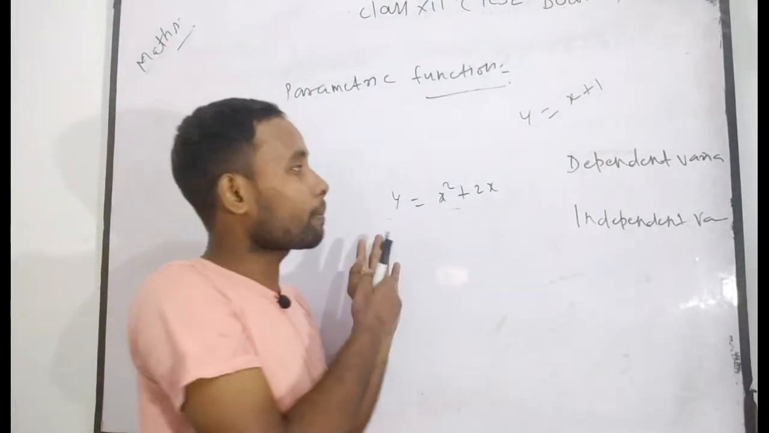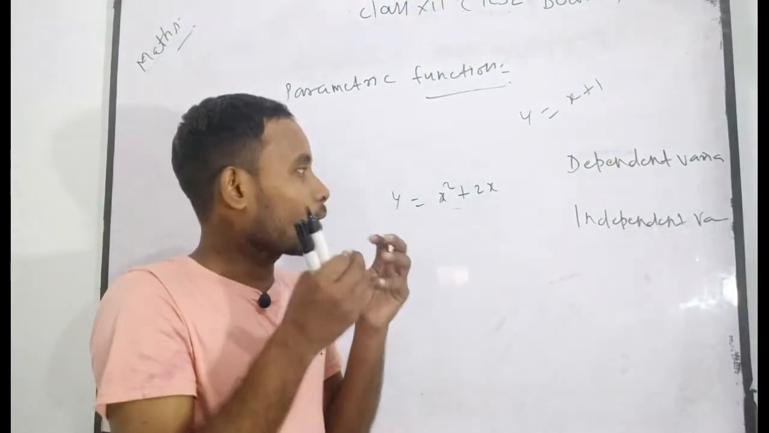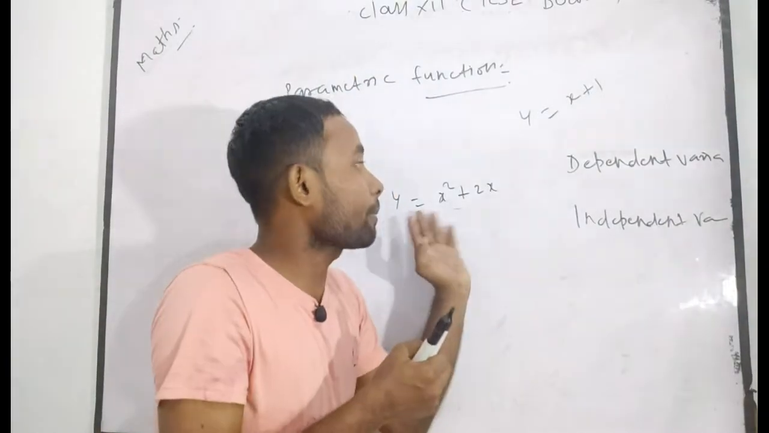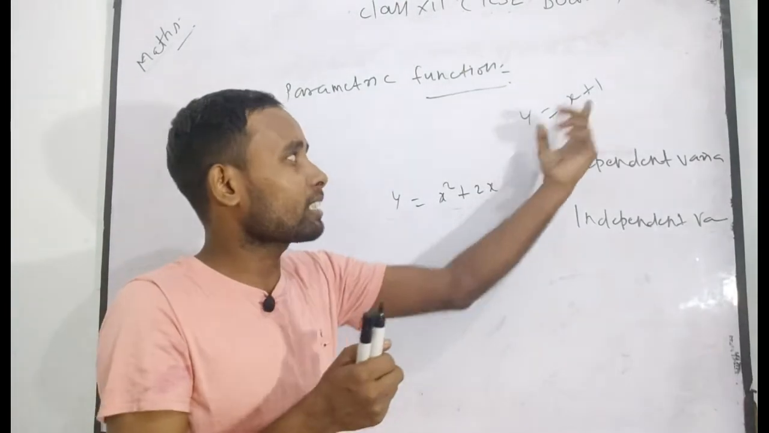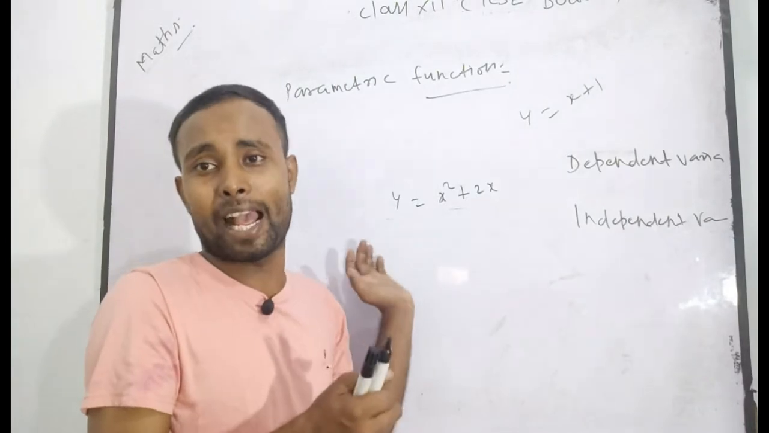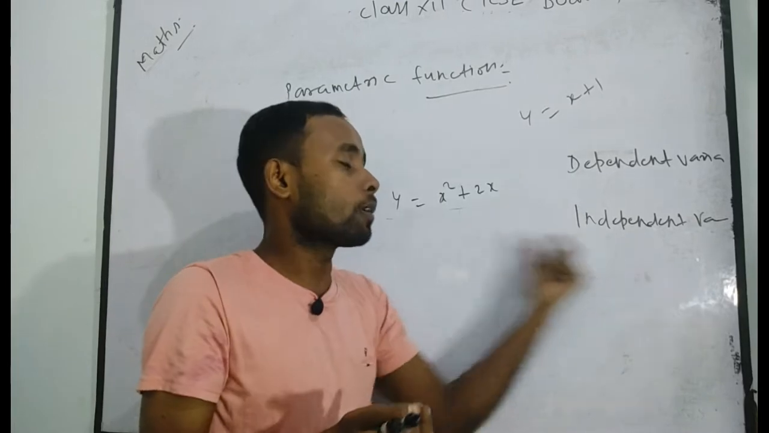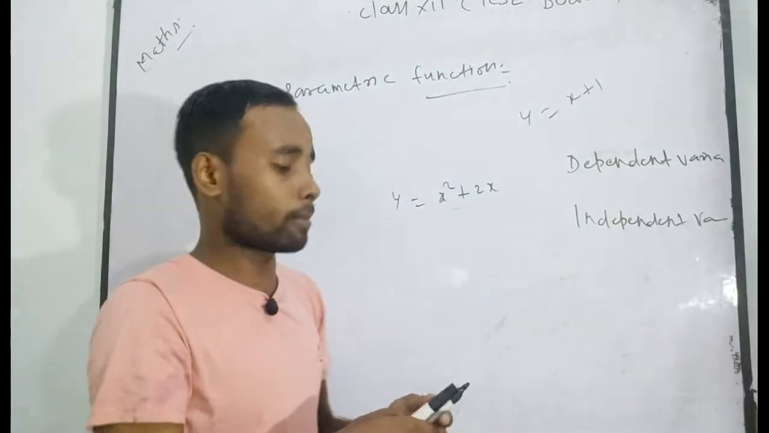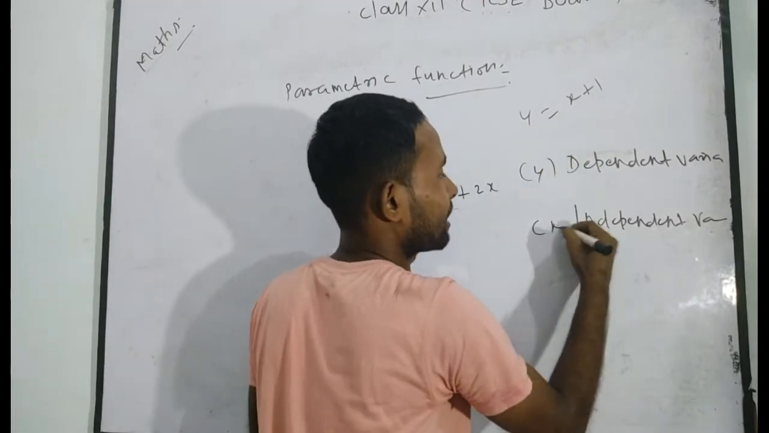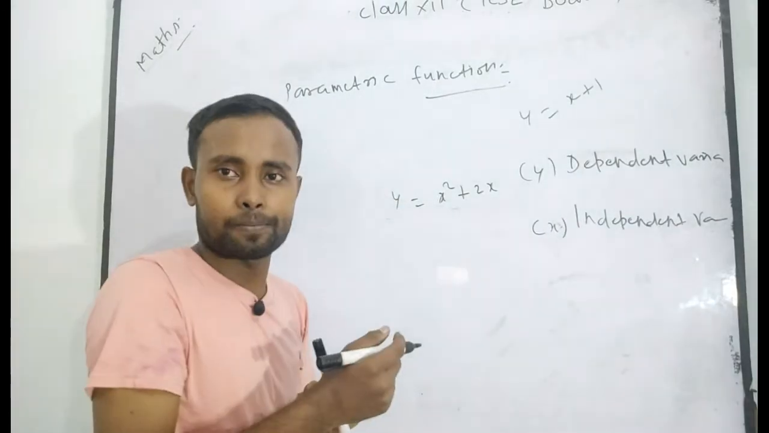So that's why many teachers and many students, according to prejudiced concepts, treat y as the dependent variable and x as the independent variable. Simple logic: everyone thinks I put the value of x and correspondingly I get the value of y. That's why they treat y as the dependent variable and x as the independent variable. This is your logic. But a parametric function is different.